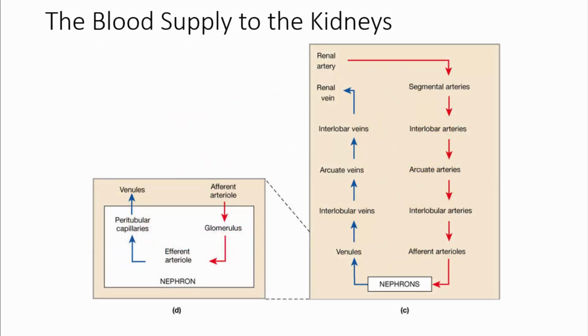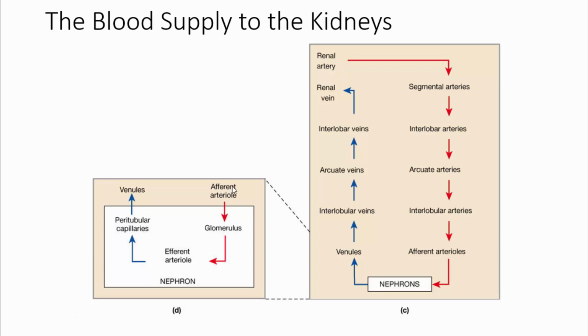Now, blood supply to the kidneys. Again, off of the aorta, we're going to have the renal artery. That then is going to feed into a segmental artery, then an interlobar artery, then arcuate arteries, then interlobular arteries, and then we'll have a branch that's the afferent arterioles, which then feeds the nephrons.